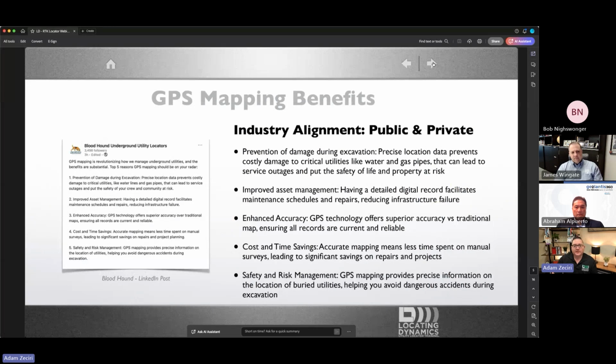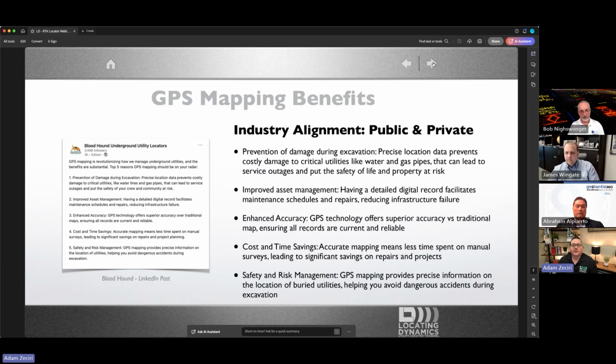So what are the benefits to GPS mapping? The thing that gave me the idea to put this presentation together was really the goal of industry alignment. From the public sector and the private sector, over the years, they tend to do things a little bit differently. However, as technology improves, it tends to cross-pollinate at times. Really, the main thing that private locators do differently than public has been mapping.